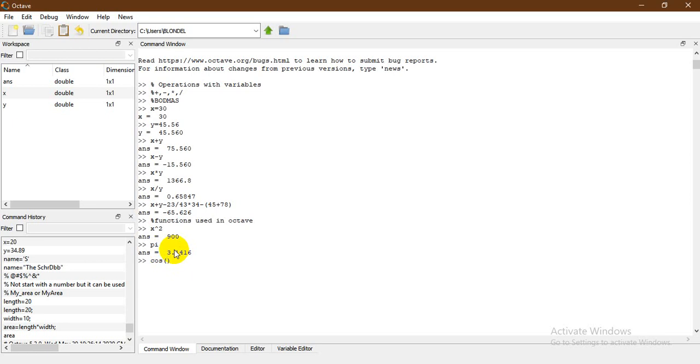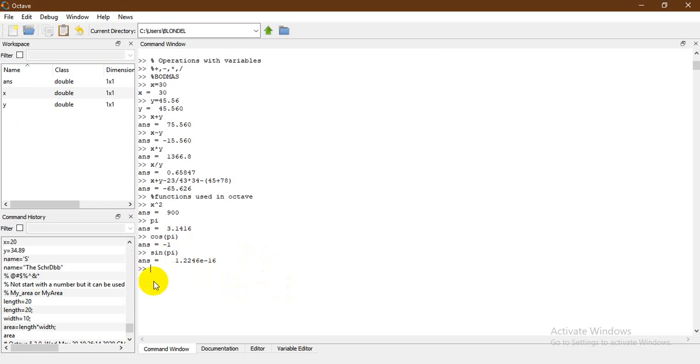So let's say you have the cos of pi. The cos of pi is going to be ans equals -1. You see that the answer is actually true. We have again the sine of pi. So the sine of pi is this. This is actually very small, so it can be approximated as being 0. So when you see this e, it is just times 10 raised to the power -16.